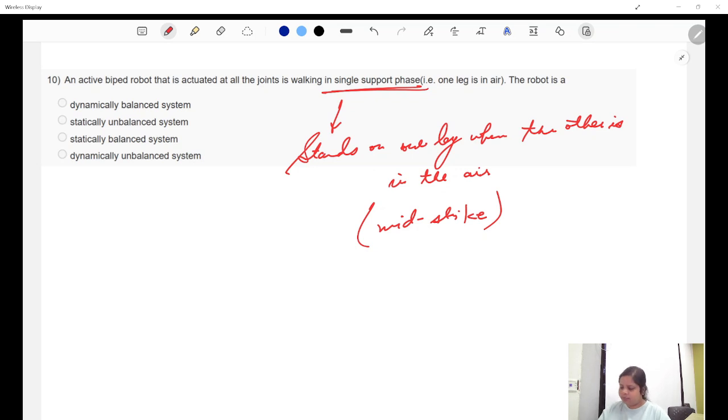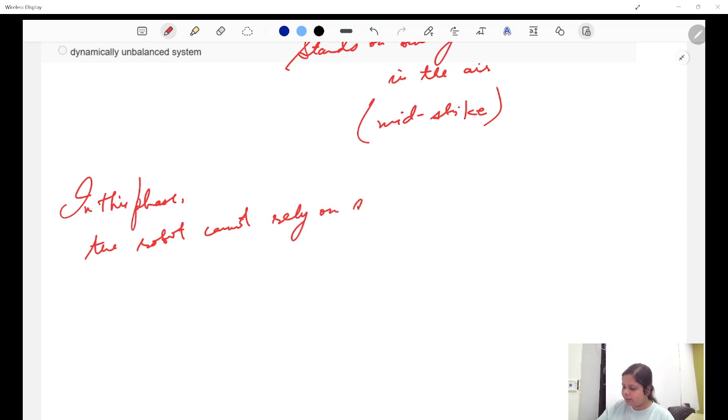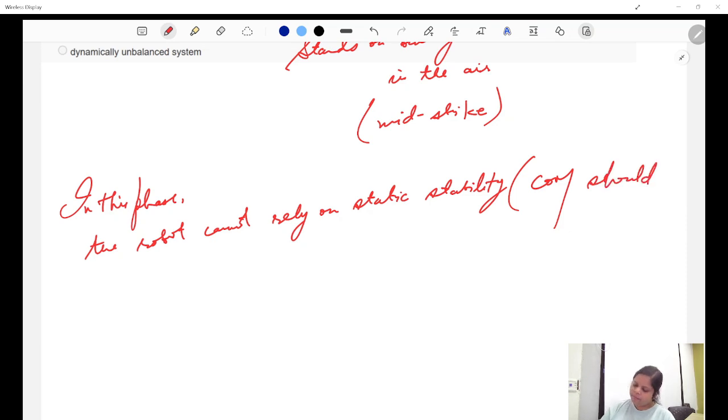In this phase, the robot cannot rely on static stability. Okay, what is static stability? Center of mass should be inside the support polygon. So you cannot rely on this, right?